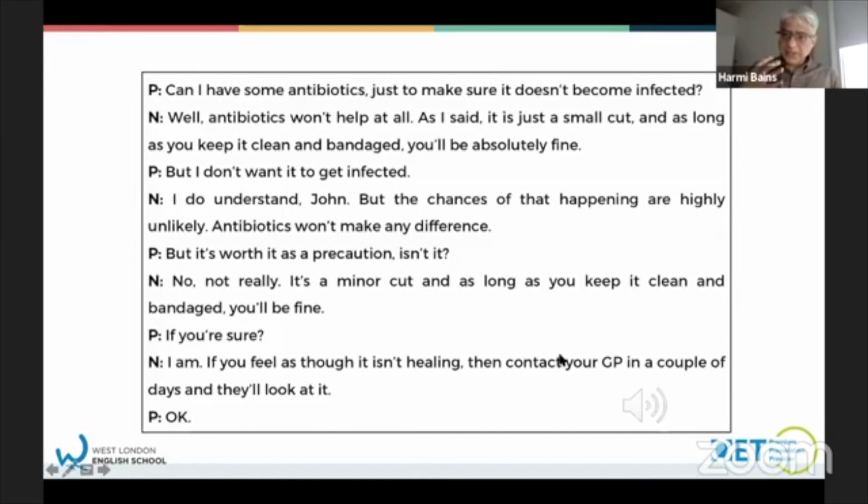And again, just listen to the speakers, to things like the tone of her voice. Is it going up and down? Can you hear which words are being stressed as well?